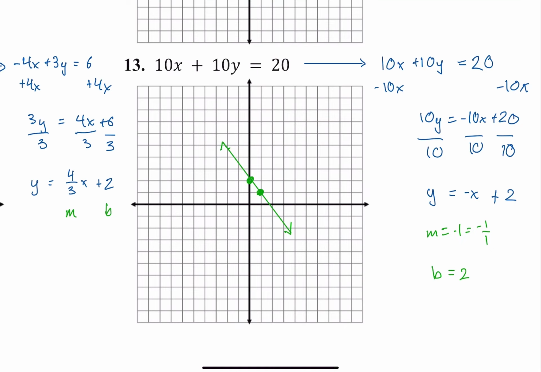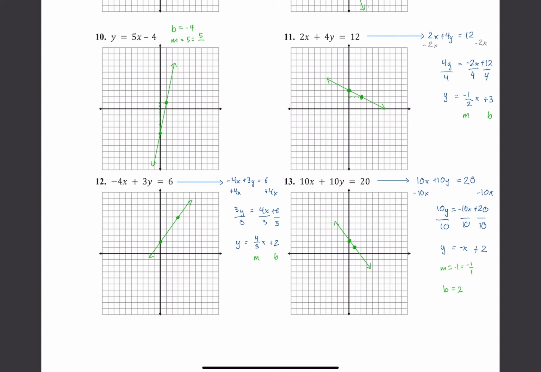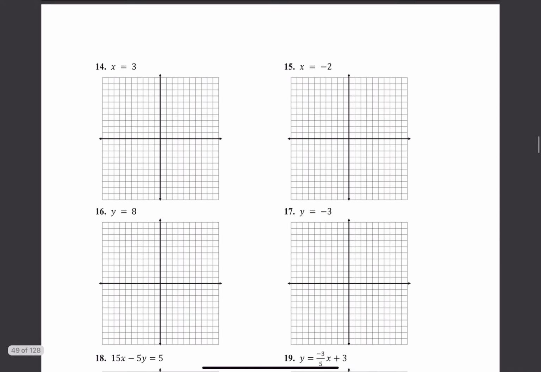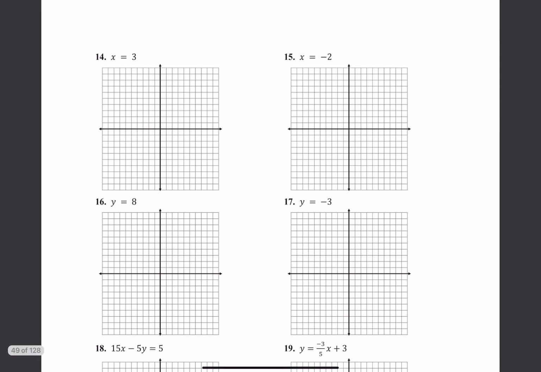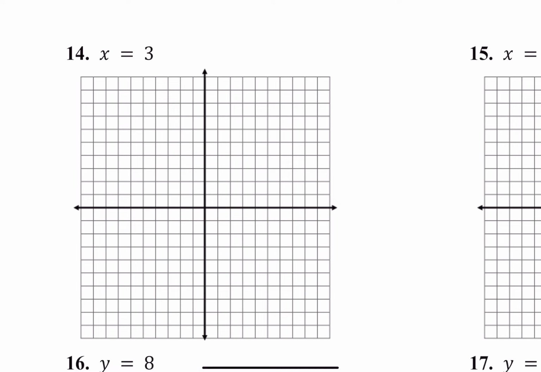Okay, so these are lines that were all either rising or falling. We do need to consider the other two cases, which are horizontal and vertical lines. So let's go ahead and look at 14 right here and figure out which scenario we're in. If you look at this, there's a couple ways to think about this. Maybe the first thing that's important to know is that x is equal to 3. So this is where I'm going to start. I'm going to start just by putting a point there. I know that information is important.